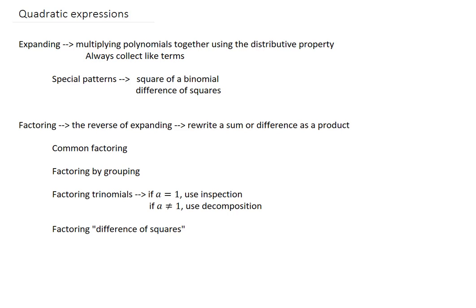Factoring is the reverse of expanding, where you take an expression which is in expanded form or written as a sum or difference, and you rewrite it so that it is now the product of two or more things. The methods we've looked at this year are common factoring, factoring by grouping, in which there's usually four terms and you common factor, and then common factor again. Factoring trinomials, and if the coefficient of x squared is 1, then that's generally an easy one you do by inspection. You just look at it and you write the answer down. If the coefficient of x squared is not 1, then we've been using the method of decomposition. And then there's factoring difference of squares.